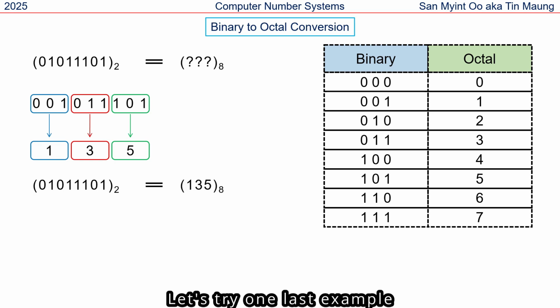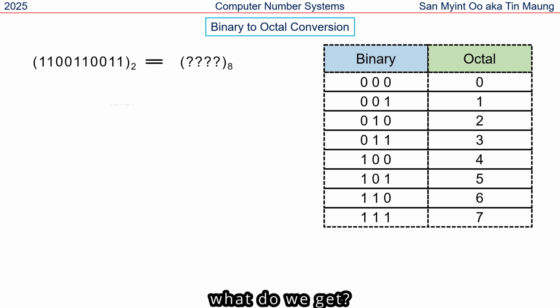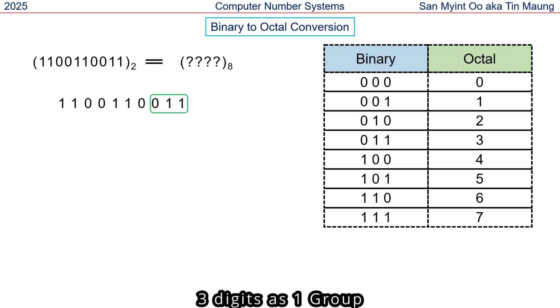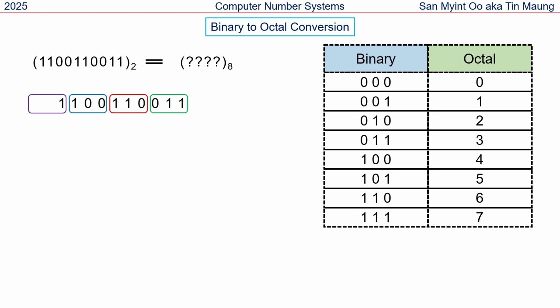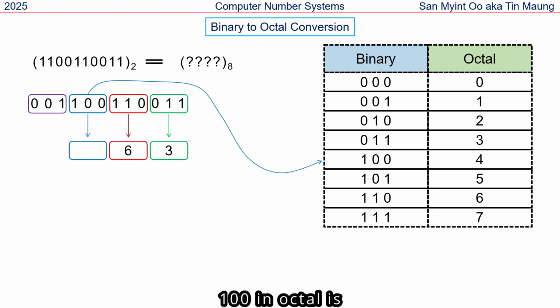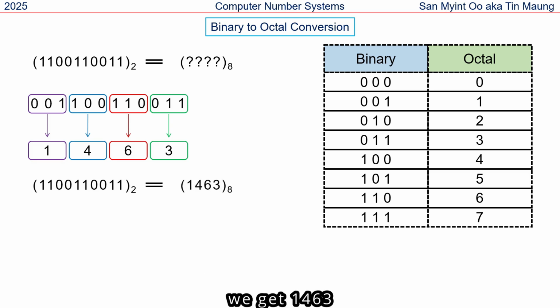Let's try one last example. If we convert the binary number 1100110011 to octal, what do we get? 3 digits as one group, 3 digits as one group, 3 digits as one group, 3 digits as one group. But here we only have 1 digit, so to make it 3, we're gonna add 00 in front. What is 011 in octal? It's 3. 110 in octal is 6. 100 in octal is 4. 001 in octal is 1. When we convert the binary number 1100110011 to octal, we get 1463.